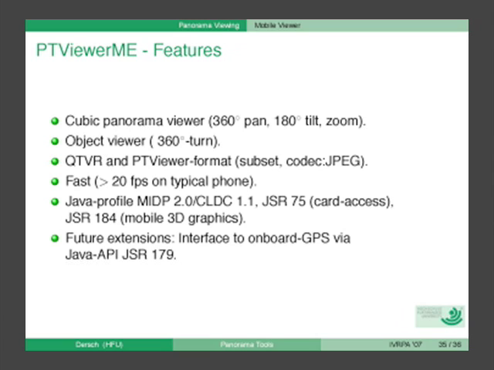This is a list of features. I've covered the first two already. The file format is QTVR, a subset actually, coded with JPEG, quite fast, about 20 frames per second on typical phones. This is the software requirement. You don't have to go through all this. I should just mention that many, if not most, phones today are pre-installed with these Java packages.